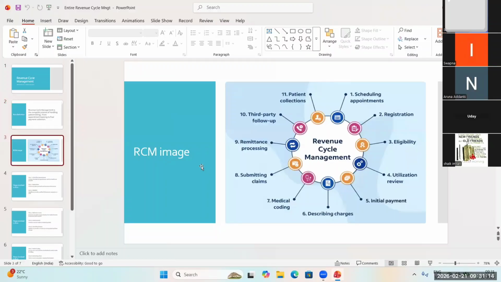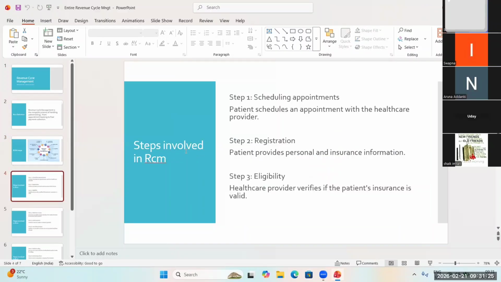The steps involved in RCM are, first, scheduling the appointments. Scheduling the appointments means the patient schedules an appointment with the healthcare provider. The second step is registration. That means the patient provides his or her personal information, and they need to submit their insurance information also. And the third step is eligibility. Eligibility means the healthcare provider will verify whether the patient's insurance is active or not for that particular date of service.